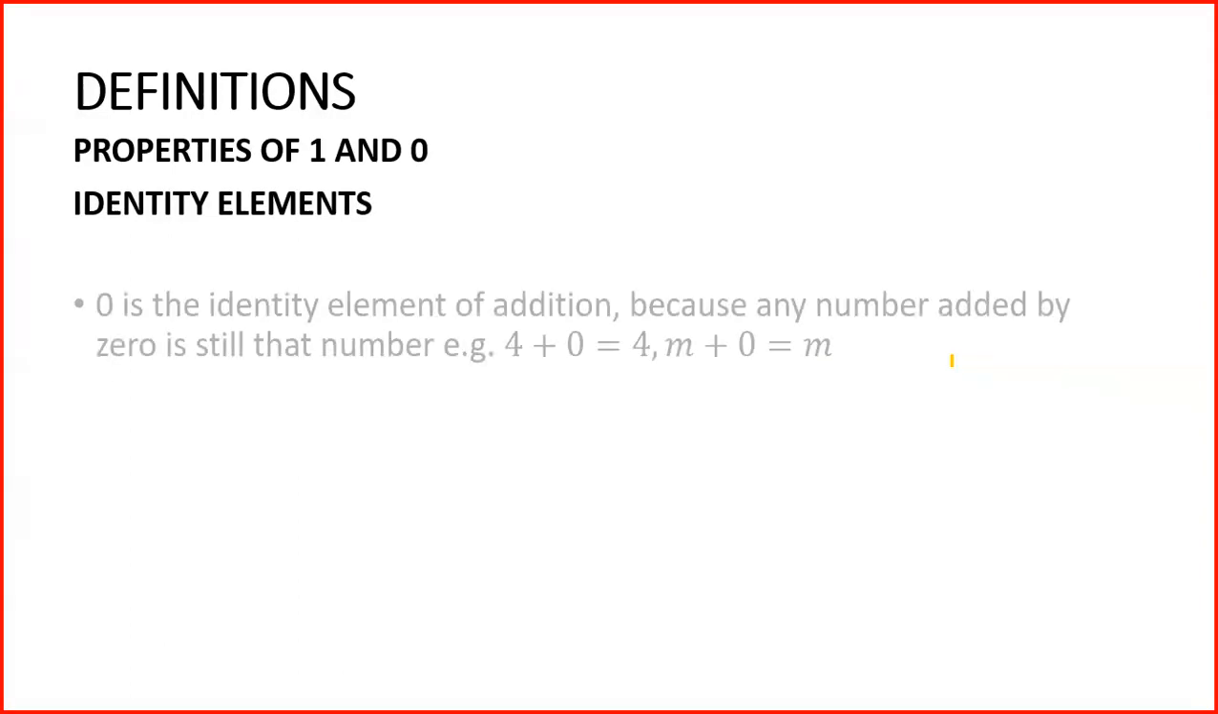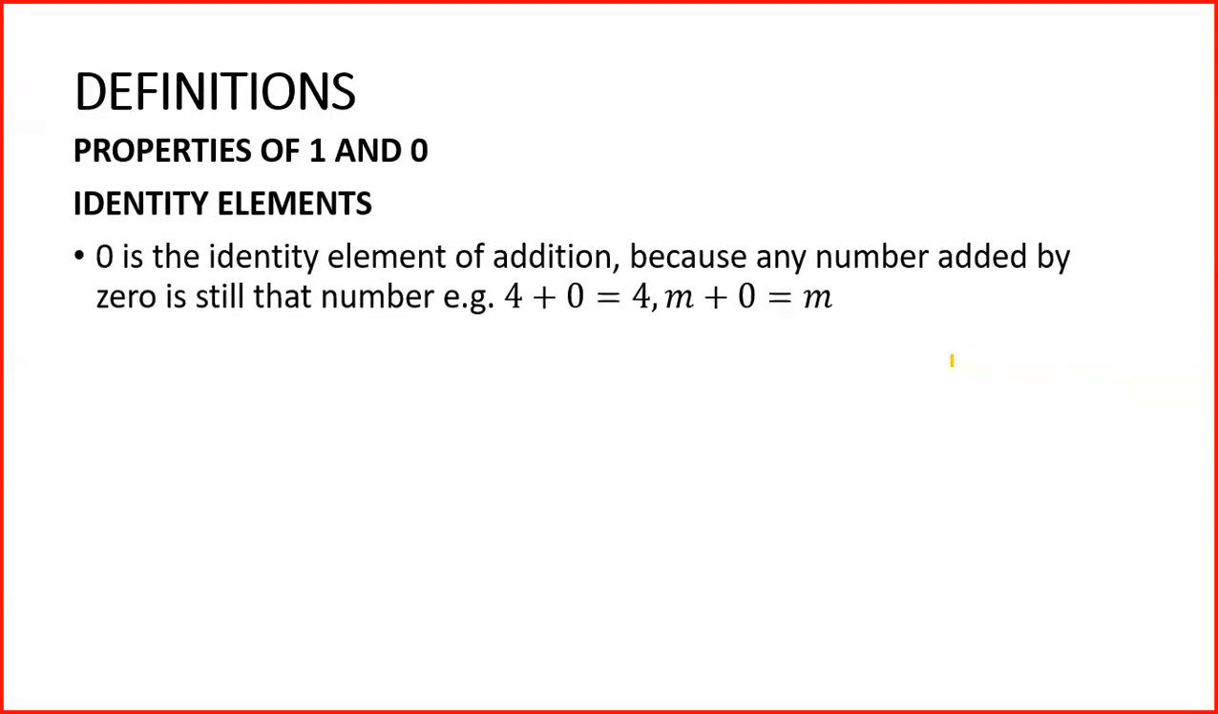All right, let's go back to the definitions and talk about the property of 1 and 0. I'll start with the identity elements. So 0 is the identity element of addition because anything you add to 0 will be that thing. So if you take 4 and add it to 0, it's still 4. If you take m and add it to 0, it's still m. If you take u and add u to 0, you are still u. You don't modify yourself in any way.